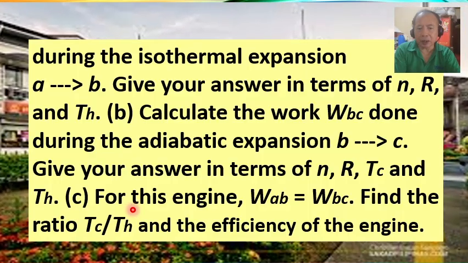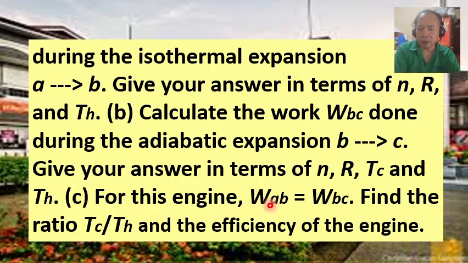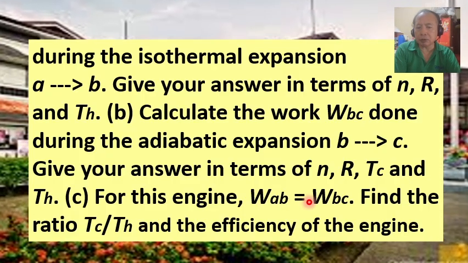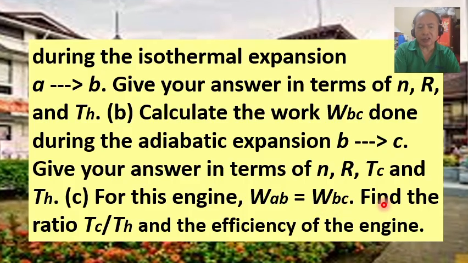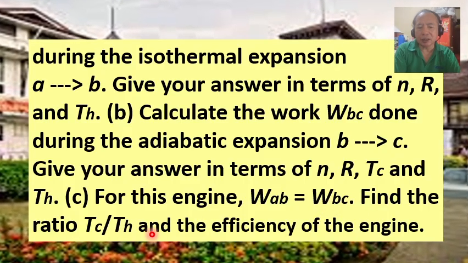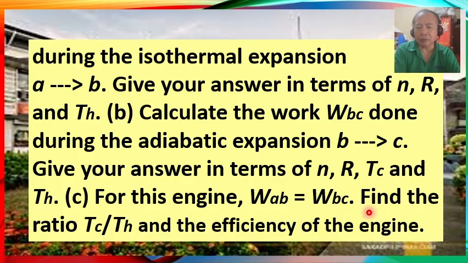And question letter C, for this engine, the work done, W sub AB, is equal to the work done, W sub BC. Find the ratio, capital TC over capital TH, and the efficiency of the engine.